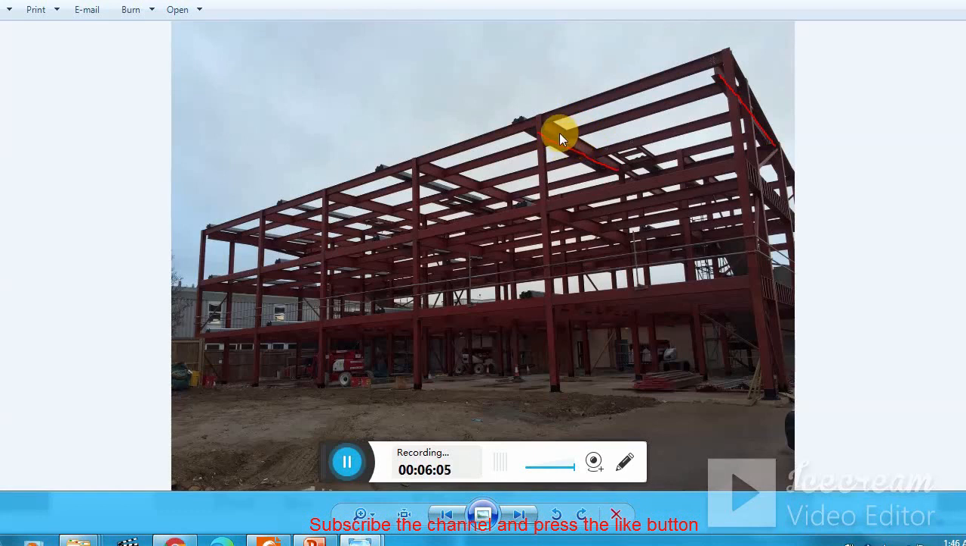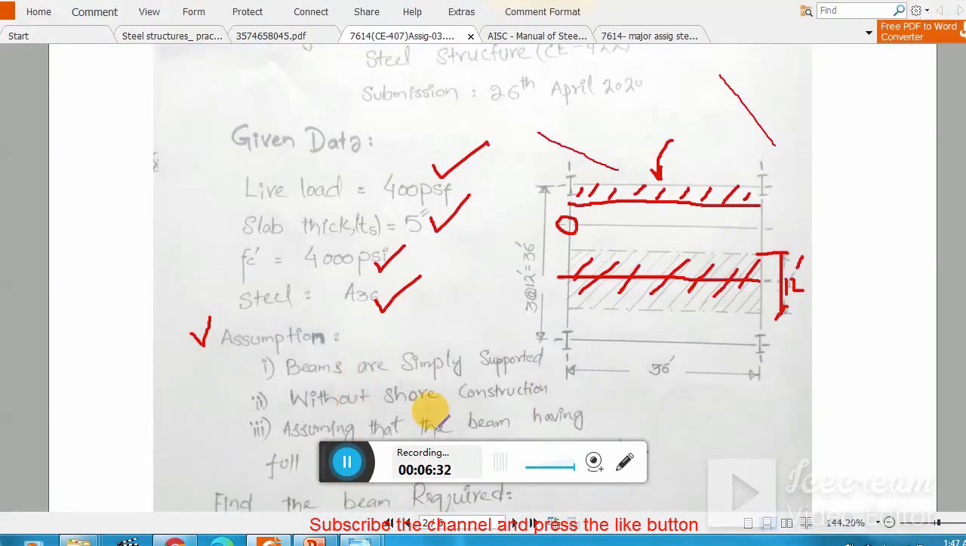Clear? If you assume them as fixed supports, then you have to provide a very rigid beam-girder connection, and in that case you can't use this assumption. But assuming a simply supported connection is a conservative approach. You must remember this assumption. The next assumption is without shore construction, that is, unshored construction. What is shored and what is unshored construction? I explained all these terms in lectures 6, 7, 8, 9.